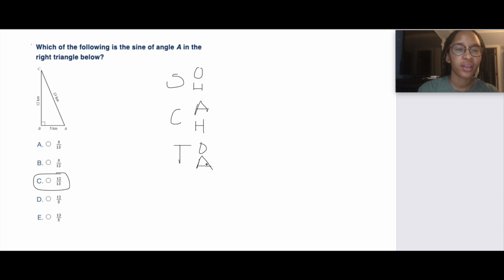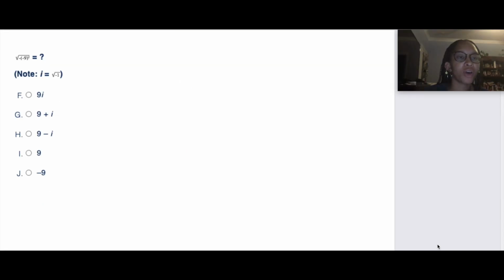However, what is the square root of the opposite of -9 squared? And they gave us this note that i equals the square root of -1. So we have the square root of the opposite of -9 squared. So the first thing that I would do is simplify what's under this square root.